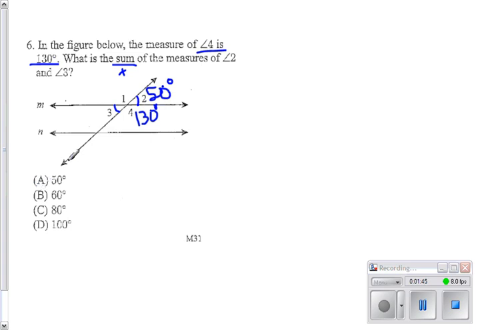And I'd hate for you to do all of that math wrong, or excuse me, all the math right, and then get the question wrong because we didn't answer it completely. So they want the sum of measures 2 and 3. So we need to add 50 plus 50. And so our total then is going to be 100 degrees.